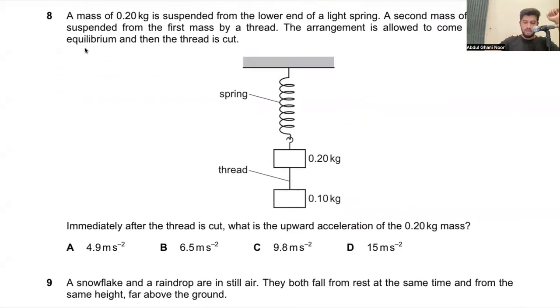Question number 8. Question 8 says a mass of 0.2 kilogram is suspended from the lower end of a light spring. A second mass of 0.1 kilogram is suspended from the first mass by a thread. The arrangement is allowed to come into static equilibrium. So it comes to rest and then this thread is cut. Immediately after the thread is cut, what is the upward acceleration of the 0.2 kg mass?